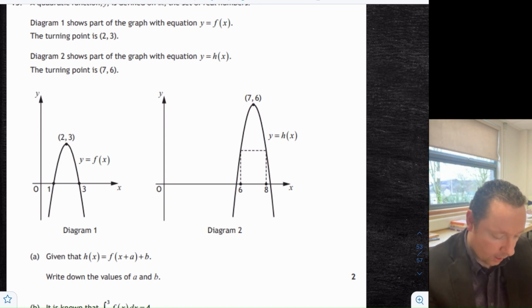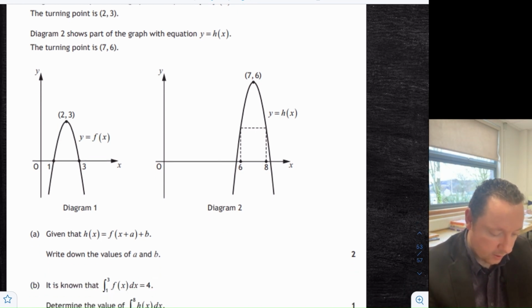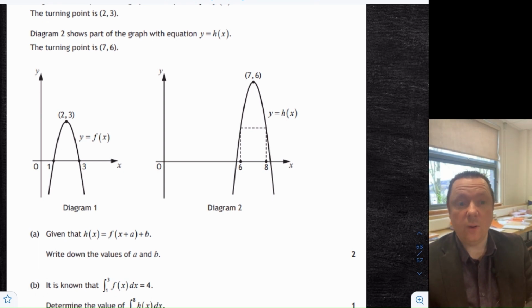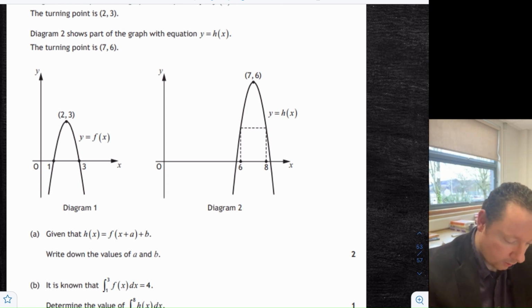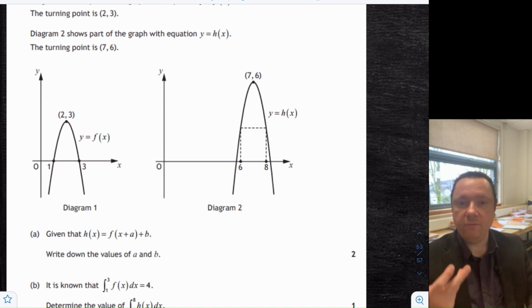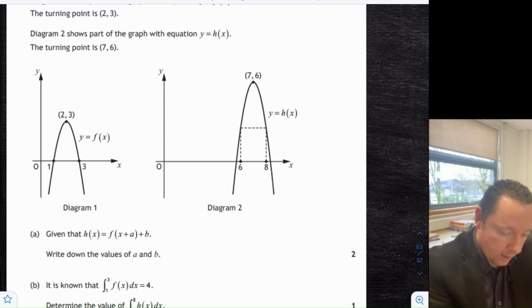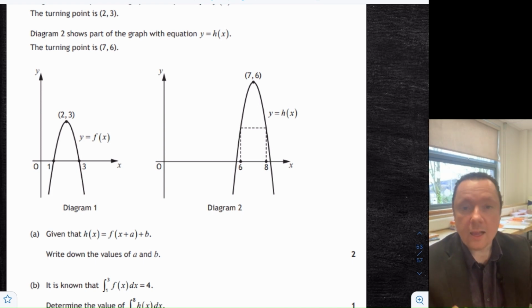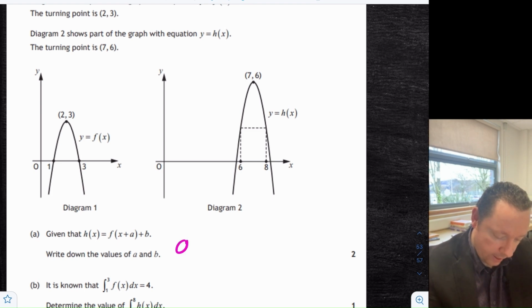Part A. Given that h of x is f of (x plus a) plus b, write down the values of a and b. So in other words, it's a graph transformation question for part A. So let's have a look to see what's happened. If we look at the turning point, (2, 3), it's clearly moved along to become 7. 2's become 7. It's moved to the right by 5. So if it's moved to the right, then a must be negative. So a is negative 5 because it's moved to the right by 5.